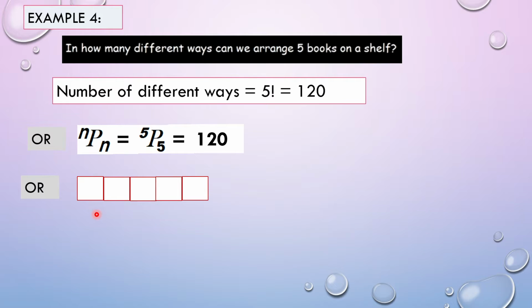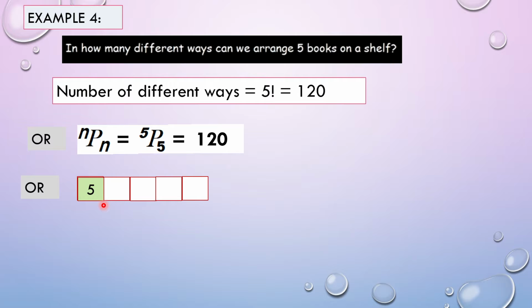The third method will be the box method. Since we have 5 books to arrange, you prepare 5 boxes. Now for the first box, here we don't have any other condition to follow. So we just randomly choose one to put in the first box. For the first box, we have 5 books. That means 5 options. So the number of options for the first box will be 5.